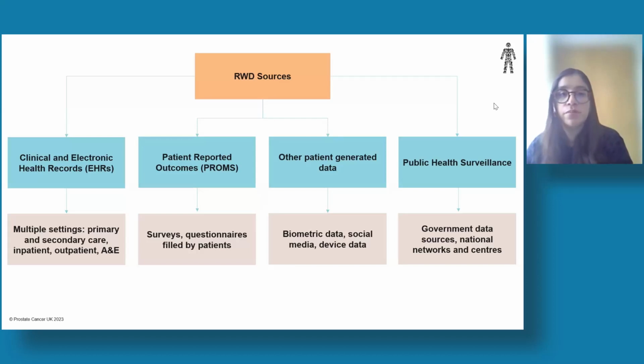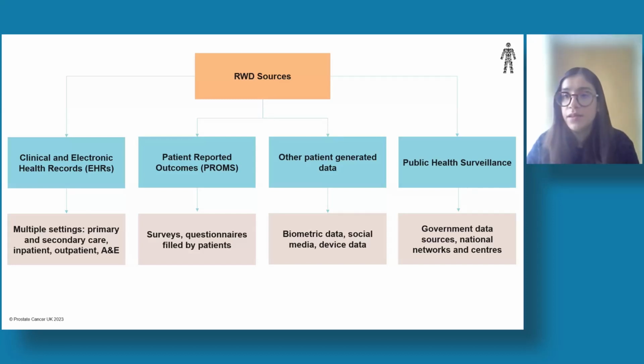This data can also come from patient-reported outcomes, or PROMs, and this is data that is collected through surveys and questionnaires filled in by patients, where we collect specific measures that can tell us a bit about their quality of life and other metrics. Then we have other patient-generated data. We don't use this as much, and some of it is new. And this includes biometric data from social media, where people are posting on Twitter, for example, and also device data that can come from smartwatches or anything that people wear.